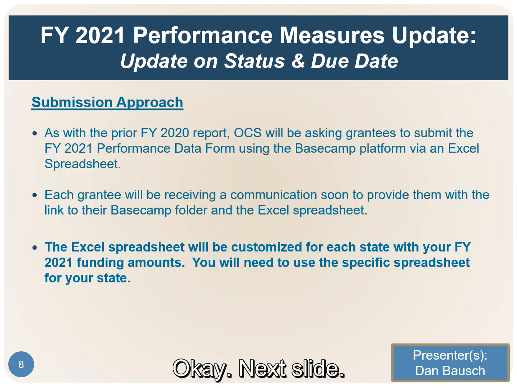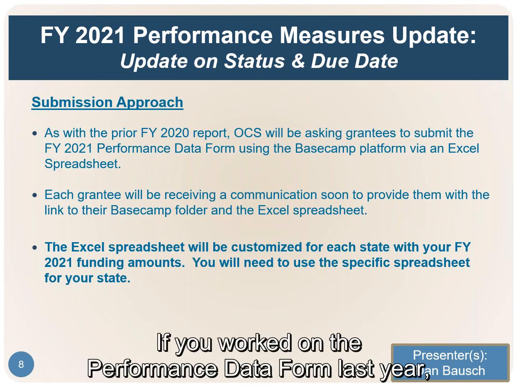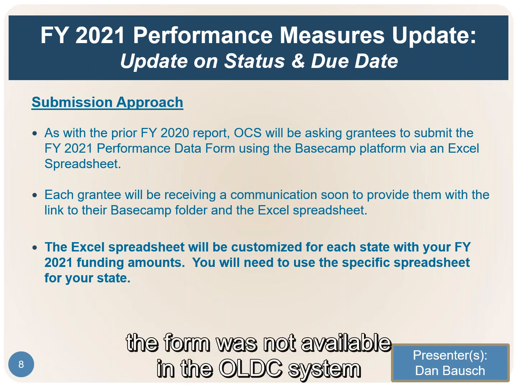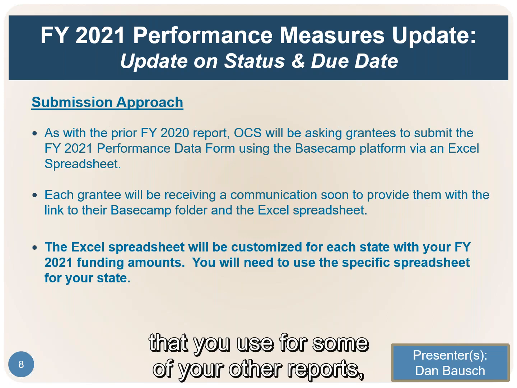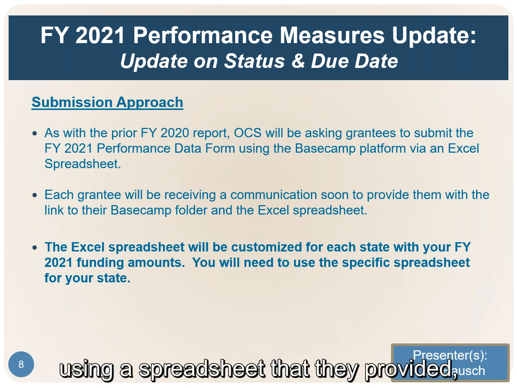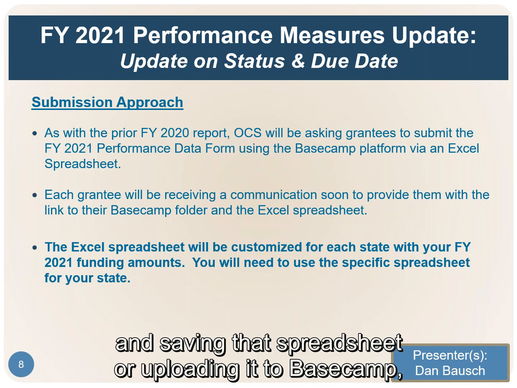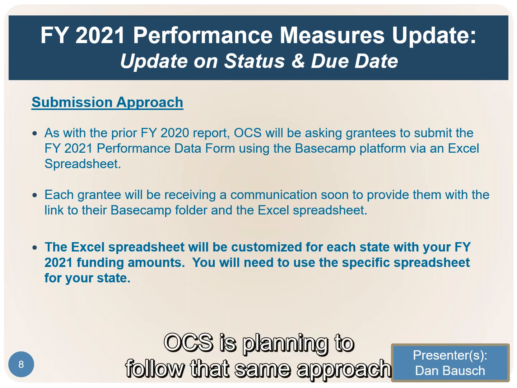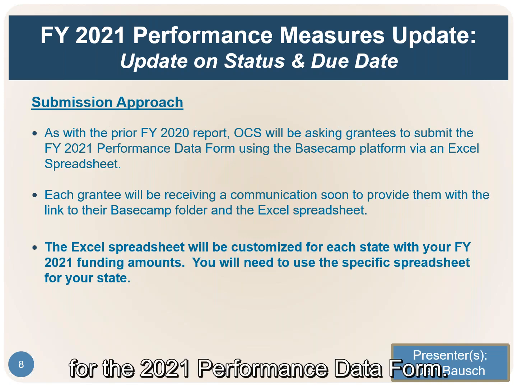Okay, next slide. If you worked on the performance data form last year, because of changes that were made to the grantee survey last year, the form was not available in the OLDC system that you use for some of your other reports. And OCS instead asked you to submit the performance data form using a spreadsheet that they provided and saving that spreadsheet or uploading it to Basecamp, where each state had an individual folder. OCS is planning to follow that same approach for the 2021 performance data form.